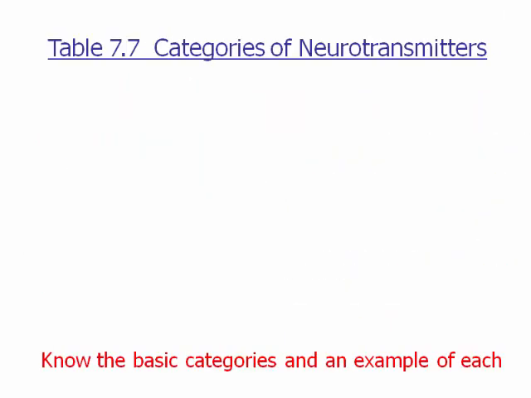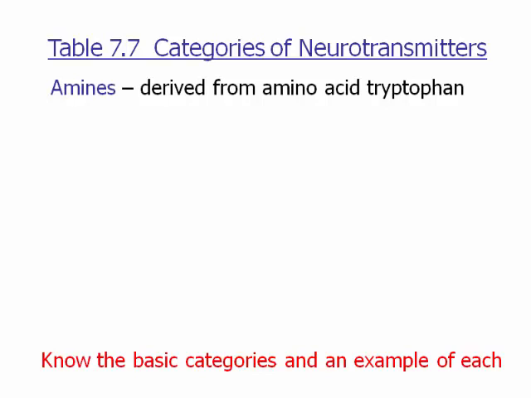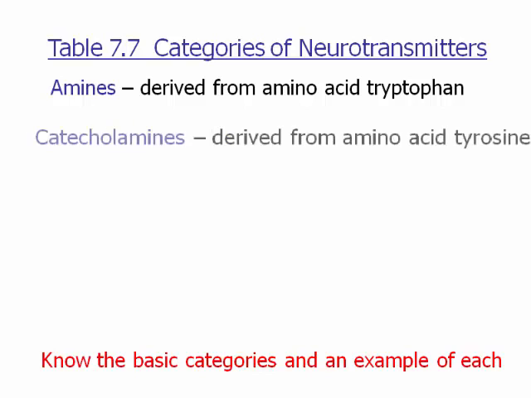Table 7.7 has a category of neurotransmitters. I'd like you to know the basic categories and an example of each one. Look in your book for the examples. I'll just tell you basically what it says. Amines are all derived from the amino acid tryptophan. Remember when we were talking about proteins, amino acids making up proteins. There's one called tryptophan. I don't know if I mentioned it, but that's the one found in high levels in turkey. So it's one of the things supposedly that makes you sleepy at Thanksgiving after you eat. I think it's just because we're all tired and exhausted and we're full, right? Tryptophan is an amino acid that is used by your body to make amine neurotransmitters.